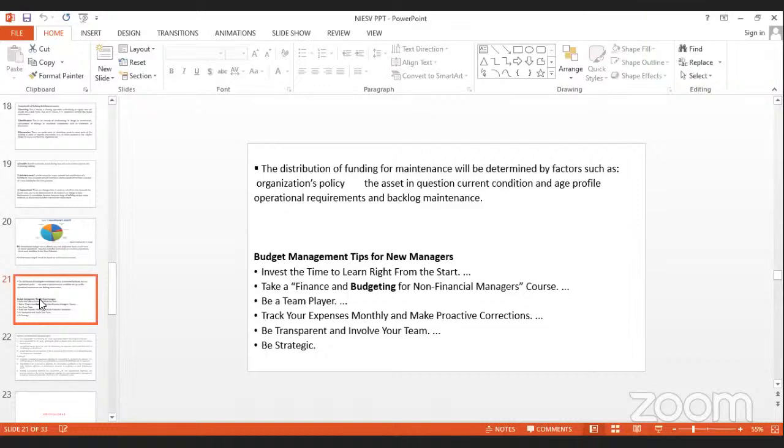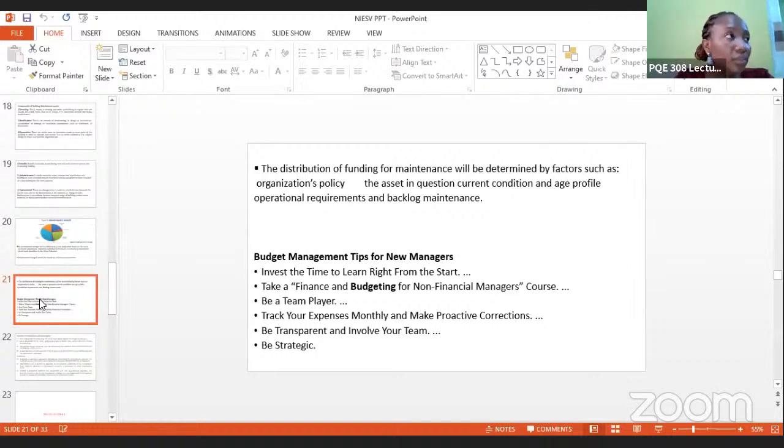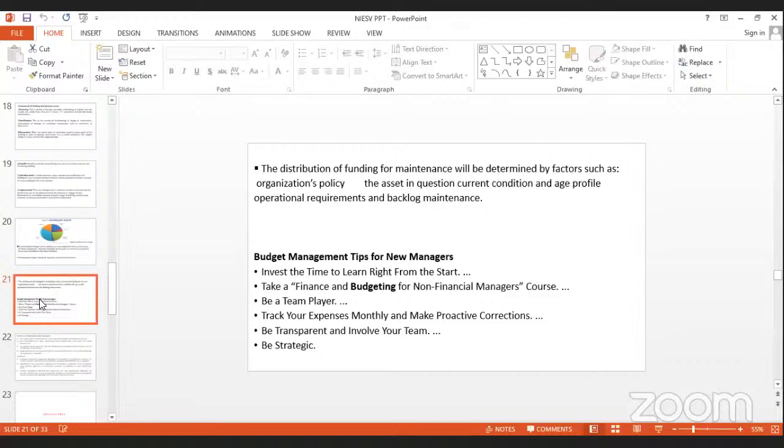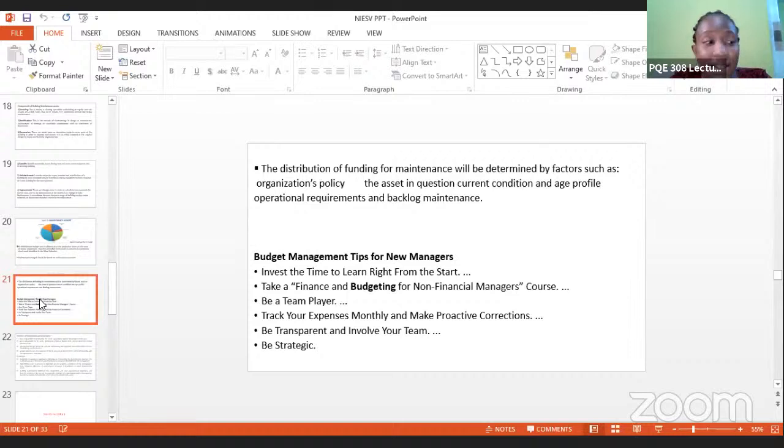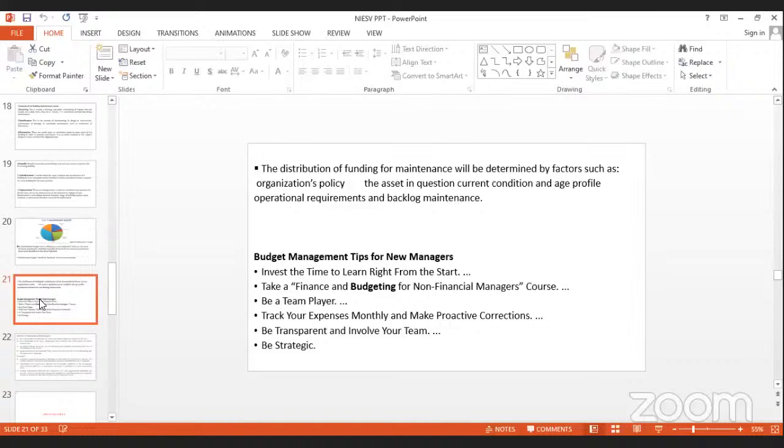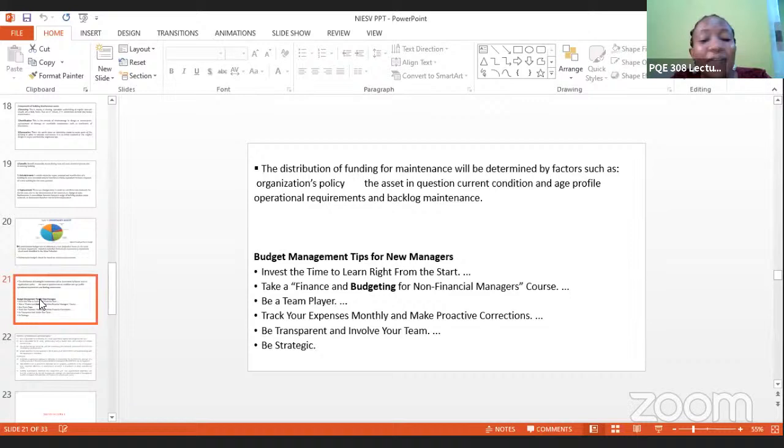You have to invest time to learn from the start. If you are going to take up that role, you have to invest time to learn from the start. Of course, you would have taken relevant courses in finance and budgeting.